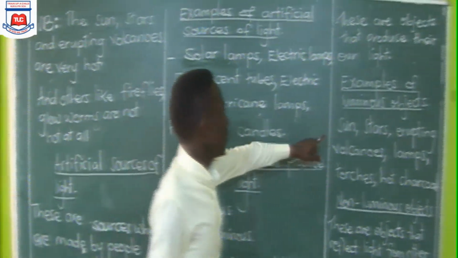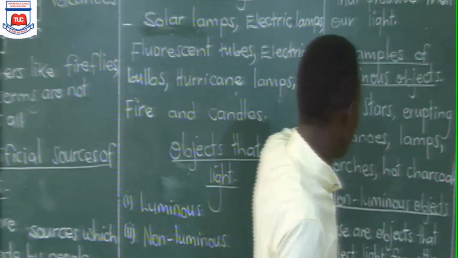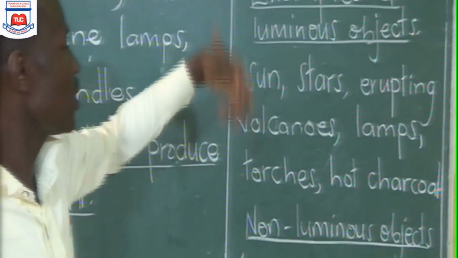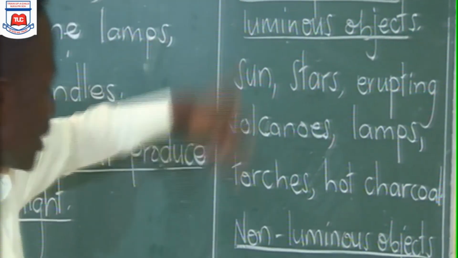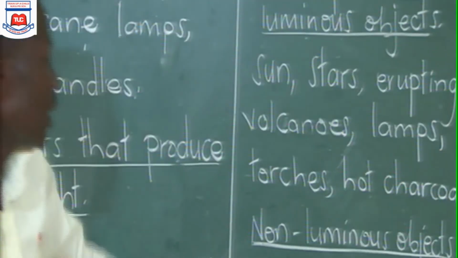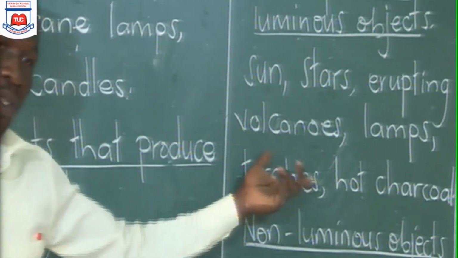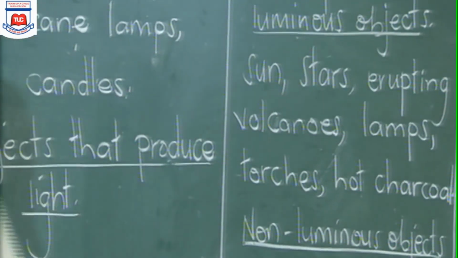When you come here, the sun, the stars, and erupting volcanoes are very hot. As they produce light, or give out light, or emit light, normally you find they are very hot. And then you also have the hot charcoal. When charcoal burns, you will feel that heat there.